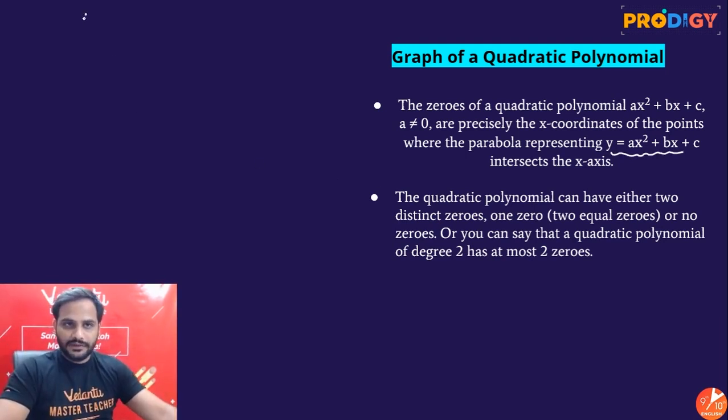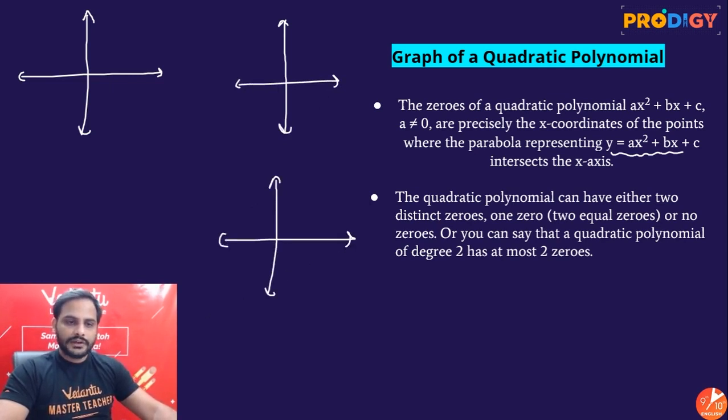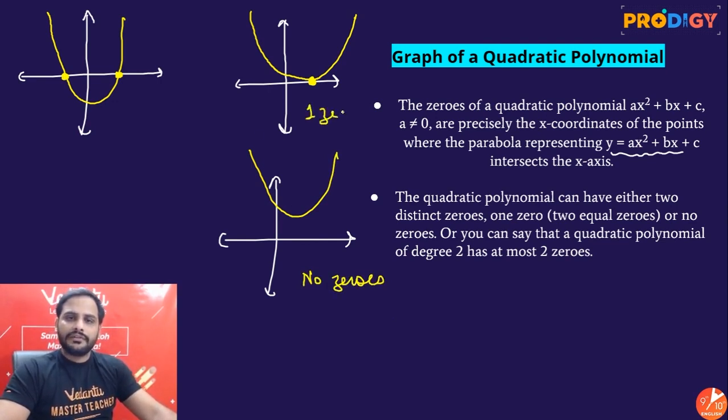Now in case of parabola, I have told you three cases. One is when you get two different zeros, one over here, another over here. The second case, when you have only one zero, the graph is just touching the x-axis. And the last one where the graph does not touch x-axis at all, so no zeros. So here no zeros, here only one zero, and here two distinct zeros, two different zeros you get. All right, so these are the three cases.